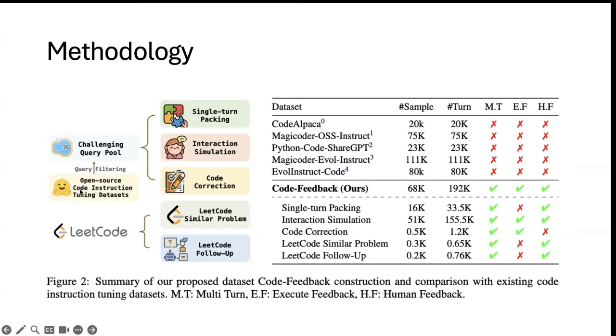First, they used open source code instruction tuning datasets, like Code Alpaca, Magicoder, etc. And then they did the query filtering. This is done with the help of an open source chat model, Qwen 72 billion chat, in order to effectively filter the process and get only the complicated, much more detailed queries, so that the large language models could be evaluated in a much more realistic way.